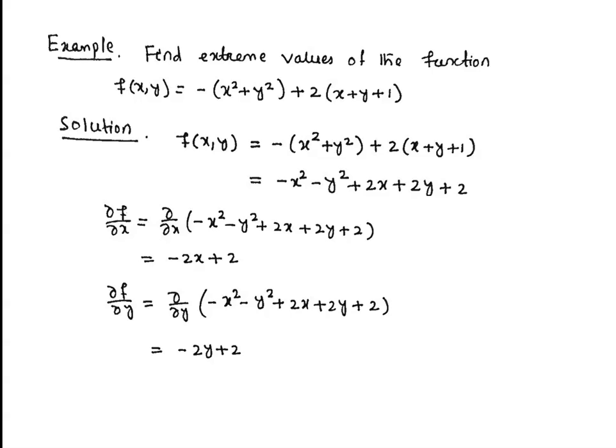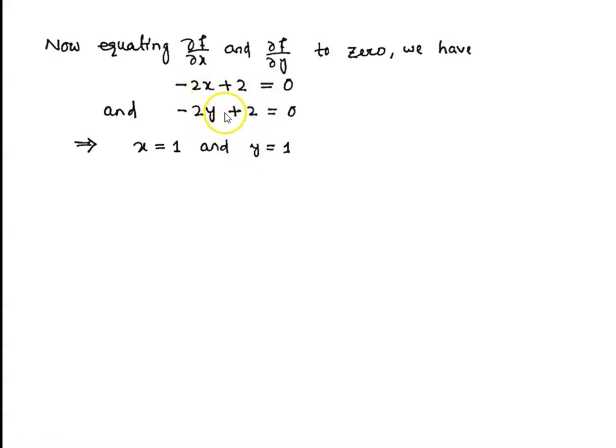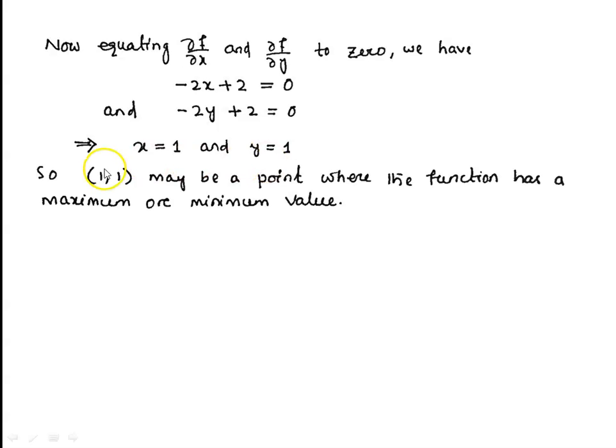Now equating del f by del x and del f by del y to 0, we have these two equations. Our del f by del x is minus 2x plus 2, so minus 2x plus 2 is equal to 0. And our del f by del y is minus 2y plus 2, so minus 2y plus 2 is equal to 0. Now if we solve these two equations, we get x equal to 1 and y equal to 1. So our critical point is (1, 1). So (1, 1) may be a point where the function has a maximum value or a minimum value. Let us check it.